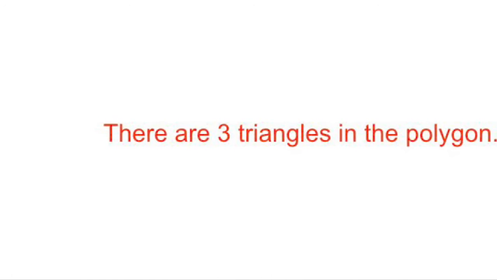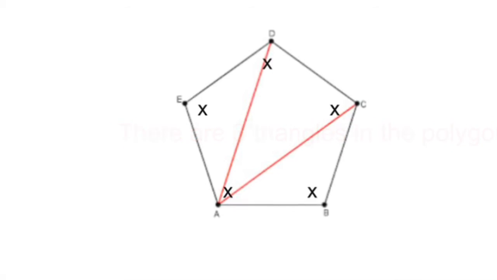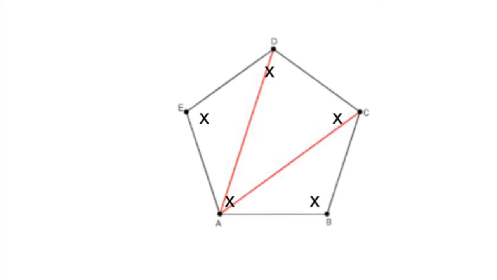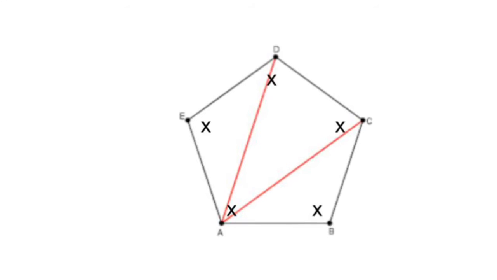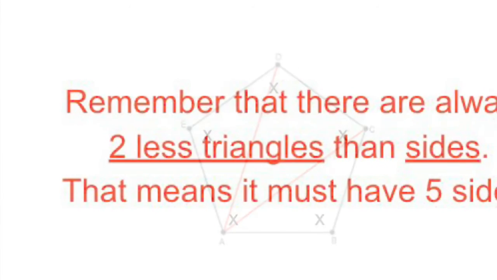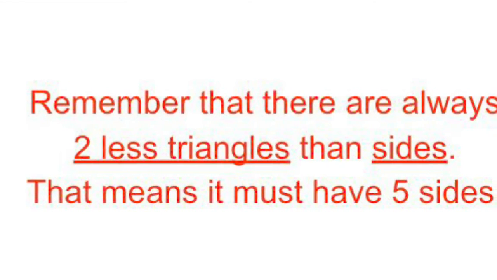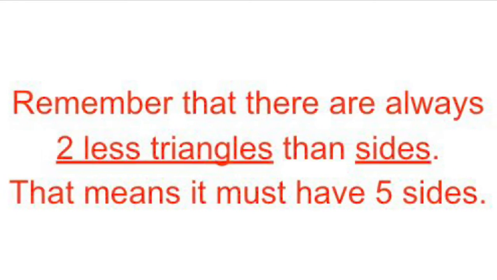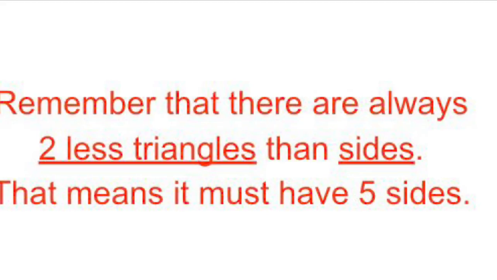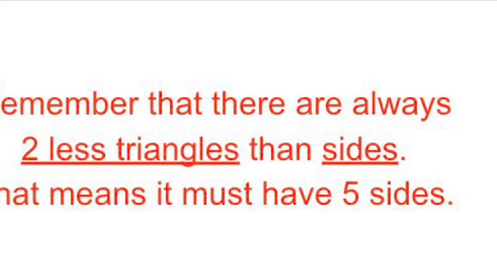Let's look at a picture of what it would look like. Okay, it's a polygon like this with 3 triangles. And what you need to remember is that there are always 2 fewer triangles than sides. And that means it must have 5 sides.